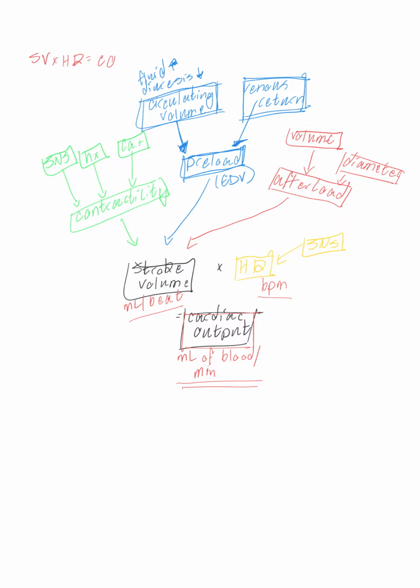Now let's talk about afterload. Afterload is the second thing that affects stroke volume. Another way to say afterload is to say systemic vascular resistance. So here's the heart again, and there's the left ventricle.